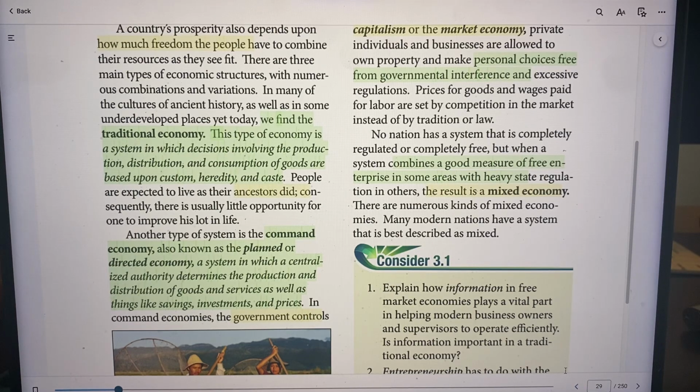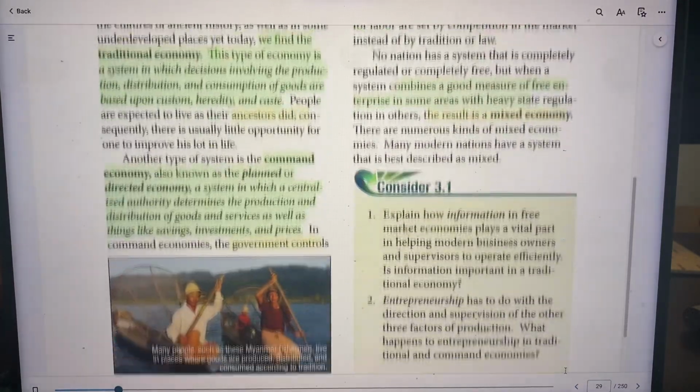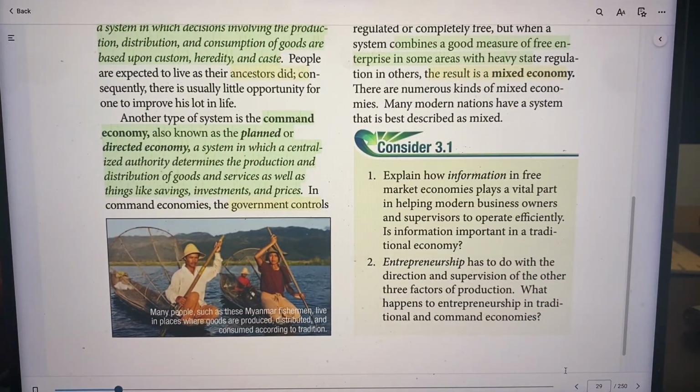So that's traditional economy. Then we have the command economy, also known as the planned or directed economy. It's where a centralized authority determines the production, distribution, and consumption of goods and services, as well as controlling savings, investments, and prices. It's government control, and the decisions are made by the government.